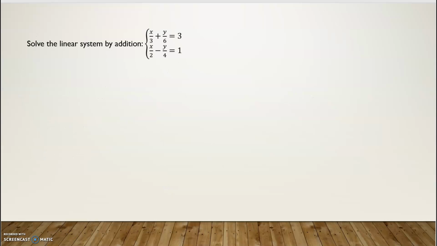Okay, let's look at this one, and this one has fractions involved. So I'm going to change this by getting rid of the fractions. Okay, so I'm going to multiply this equation by 6 and this one by 4. I'm just getting the LCD. So we can knock out a 3 and the 3. I'm left with a 2x plus y is equal to 3 times 6 is 18. 4 over 2, that's just 2, so that's 2x minus y is equal to 4.